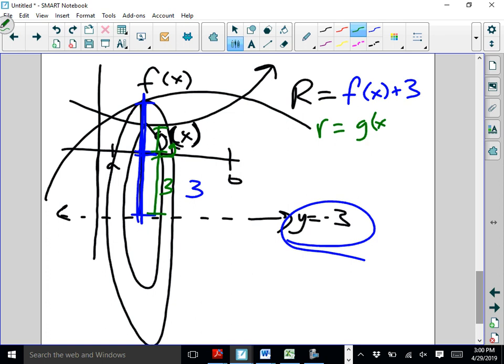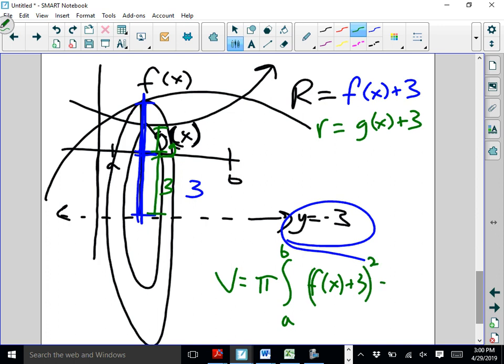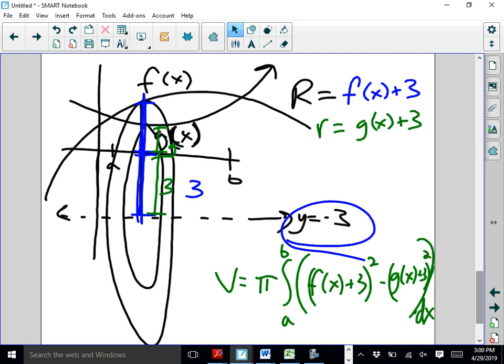So my volume will be pi times the integral from left to right of big radius squared minus little radius squared, whole thing, running out of room here, dx. Okay? But what about if it's a horizontal line that's above the region? Well, it's going to look a little different.